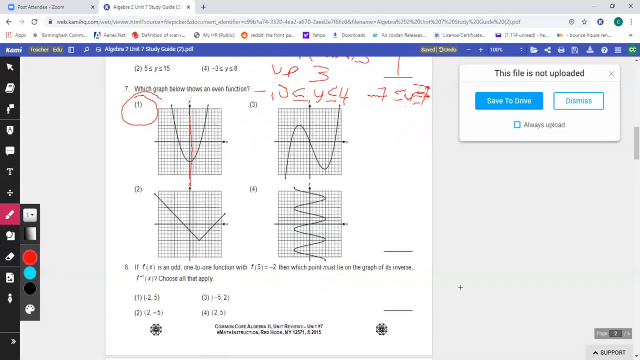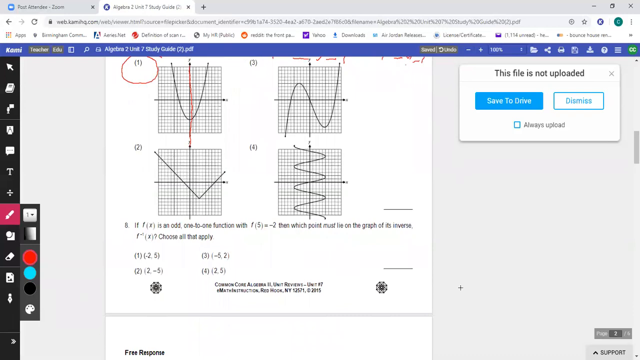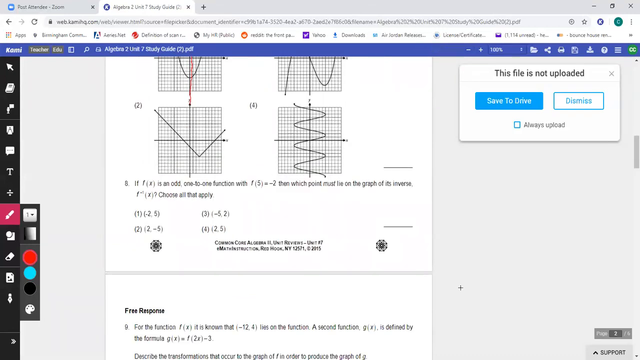Okay, number 8. If f of x is an odd one-to-one function with f of 5 equals negative 2, then which point must lie on the graph of its inverse? Choose all that apply. Okay, so we have to choose all that apply. Now, you have to remember from last semester, inverse, all you do is you just switch the x and the y.